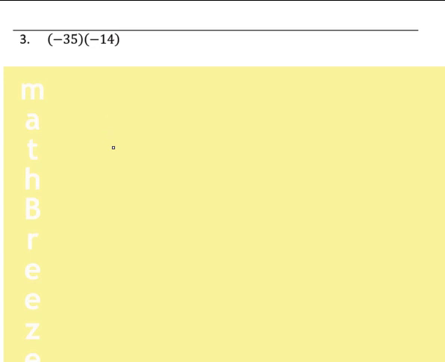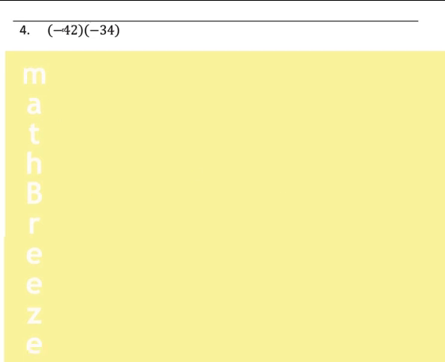In number 3, we're multiplying two negatives, and so we're going to get a positive. All right, so let's just write the answer will be positive. And let's just multiply on the side 35 times 14. All right, 4 times 5, we get 20. Here we have 12, and 2 is 14. Then 1 times 35. So we have positive 490.